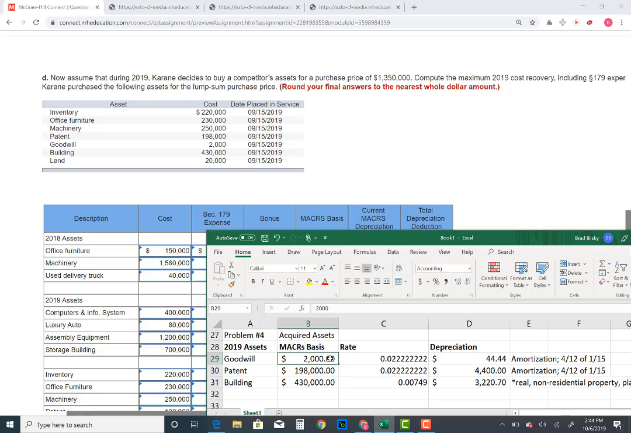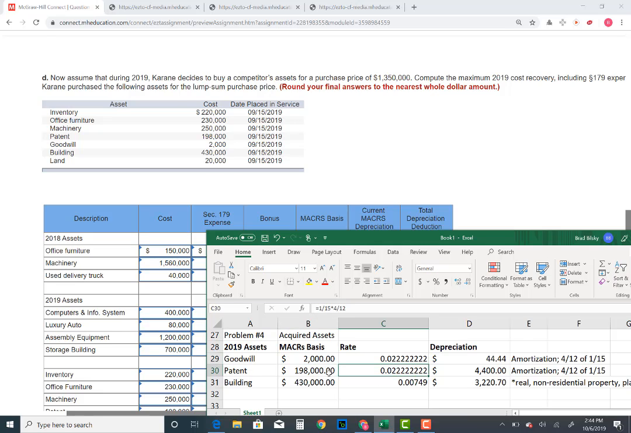Since it's the first year of owning these intangible assets, we didn't own them for the whole year. We have to prorate it. So it's 4/12 of 1/15. If you take 4/12 times 1/15, you get this little percentage here. You just take that times 2,000.